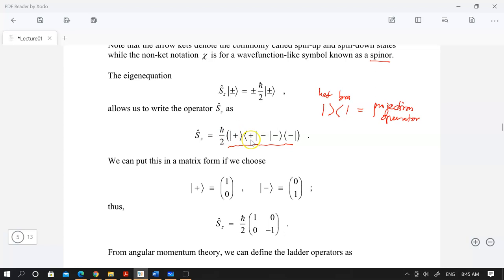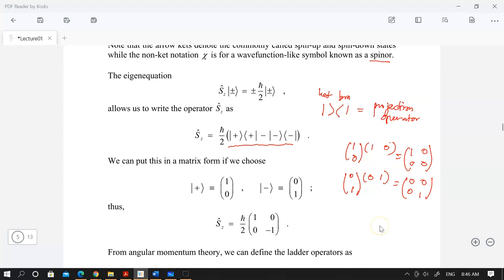This will give you (1, 0)(1, 0), and that gives you the matrix 1, 0, 0, 0. Okay, and minus minus will give you (0, 1)(0, 1). That gives you 0, 0, 0, 1. And you'll find that your SZ, remember there's a minus sign there, is this diagonal matrix.